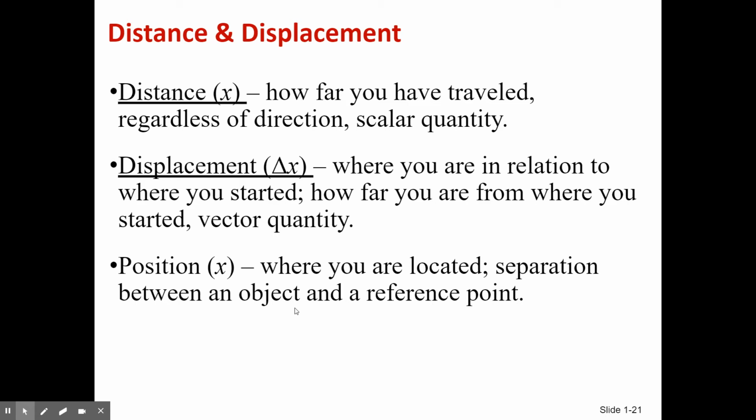Displacement is how far you are from where you started. It's where you are in relationship to where you started. And it is a vector quantity. So the difference between these two is one's a scalar and one's a vector. They both use x to represent distance and displacement. But the difference is that if you have a direction with it, then it's going to be displacement. If it's just how far you traveled, and they don't care about the direction, then it's distance.